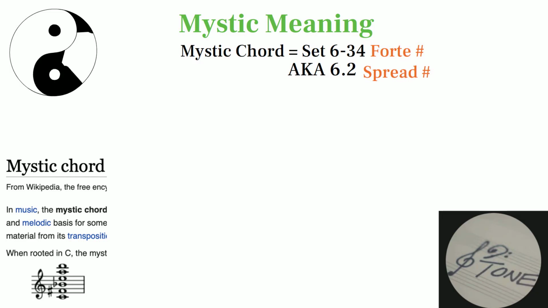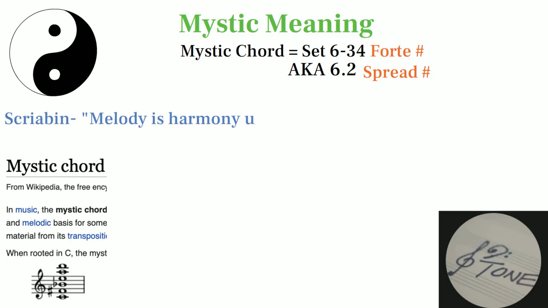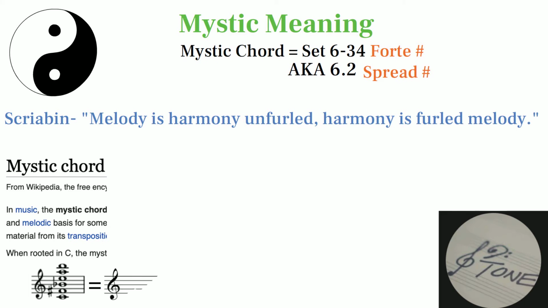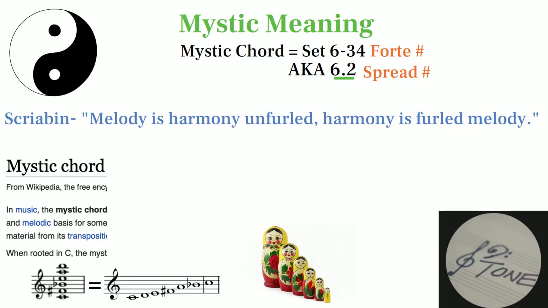Scriabin thought of melody and harmony as 2 sides of the same coin, saying, "Melody is harmony unfurled, harmony is furled melody." This means the Mystic Chord can refer to both melody and harmony and can include any mode or voicing of set 6.2. Scriabin often used subsets or smaller chords within the Mystic Set that we will highlight.